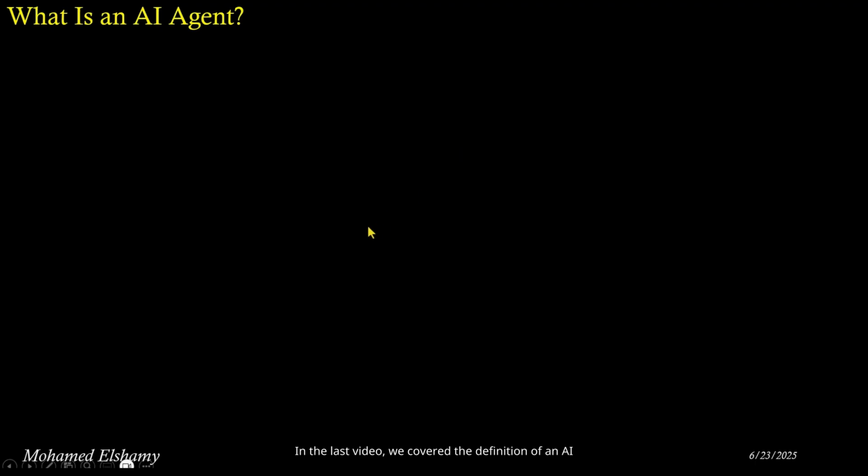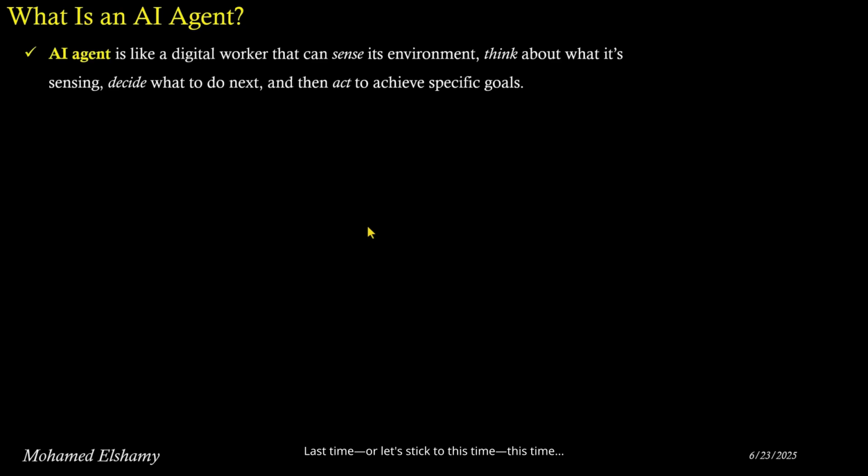In the last video, we covered the definition of an AI agent, and in this video, we'll have two more definitions, and we want to find out whether these two new definitions are different from the previous one. This time, we're saying that an AI agent is basically a digital worker that can sense its environment, think about it, consider what it's sensing, decide what to do next, and then act to achieve specific goals. This is pretty much the same definition we covered last time, just phrased differently. We got it from a completely different website.